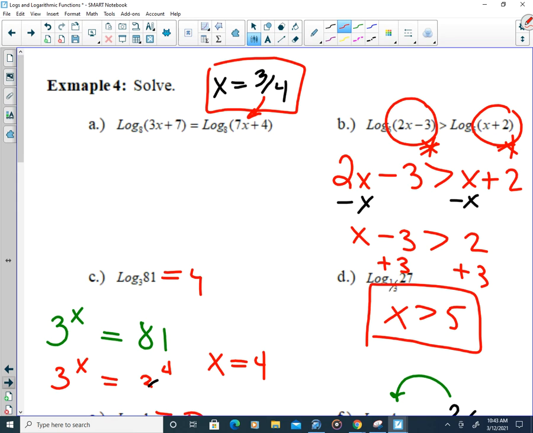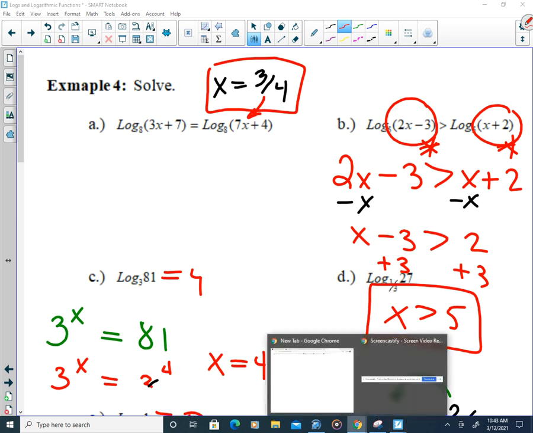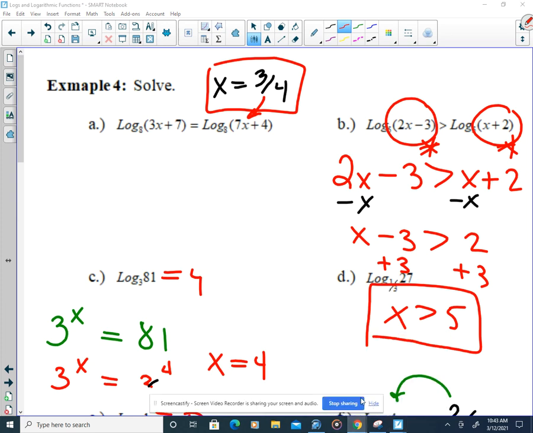So for today, what I want you to do is finish that assignment that I handed out yesterday. So I want you to do 10 through 21. And make sure to show all your work if you want to receive full credit.